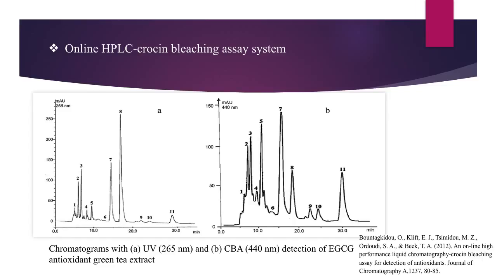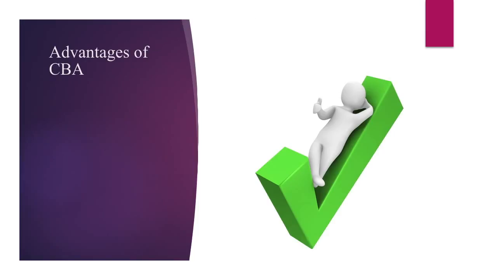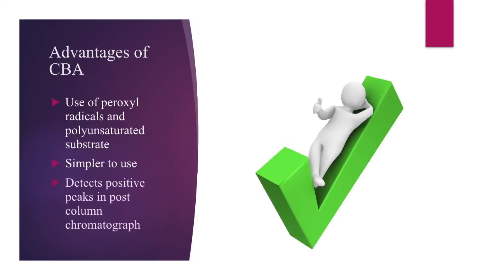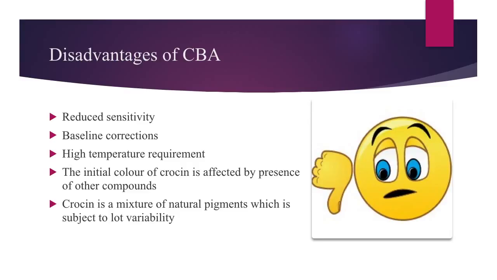Moving to the advantages of CBA, it uses peroxyl radicals and polyunsaturated substrate. It is simple to use and it detects the positive peaks in the post-column chromatograph as we just saw. Disadvantages include that it has reduced sensitivity, it requires baseline correction, it requires high temperatures, the initial color of crocin is affected by the presence of other compounds, and lastly, crocin is a mixture of natural pigments which is subjected to variability. Thank you.